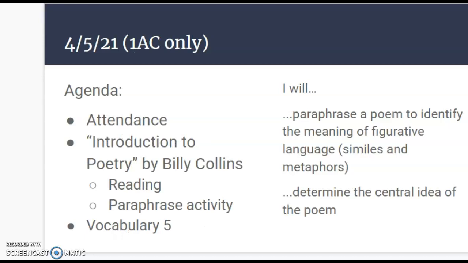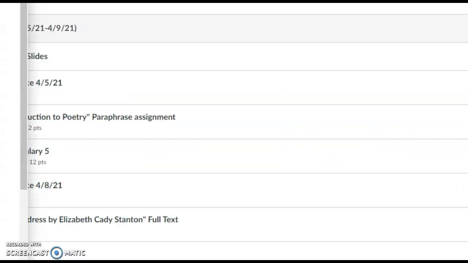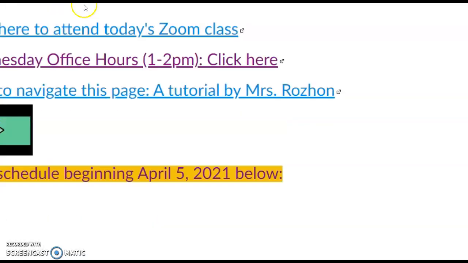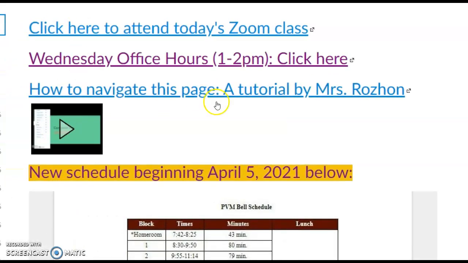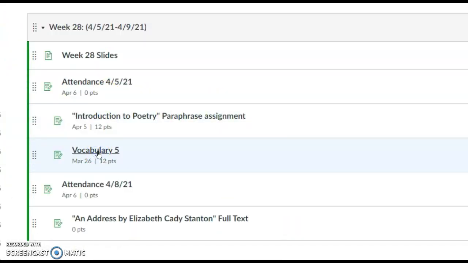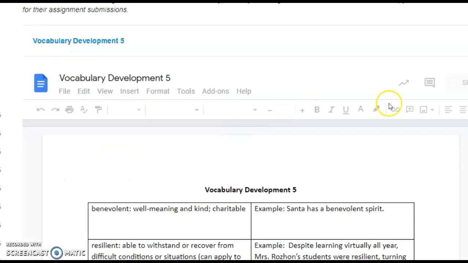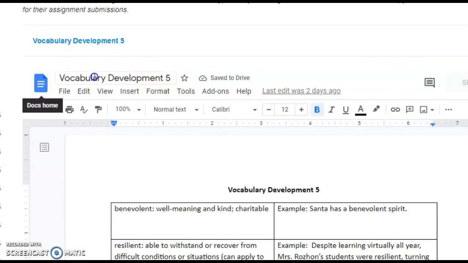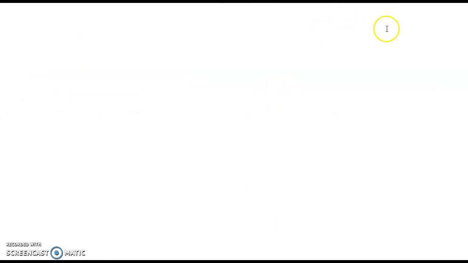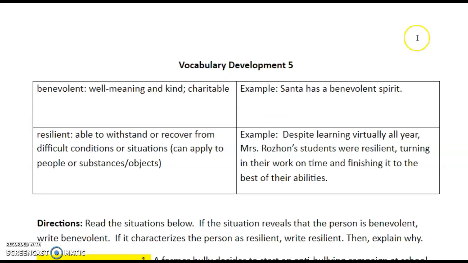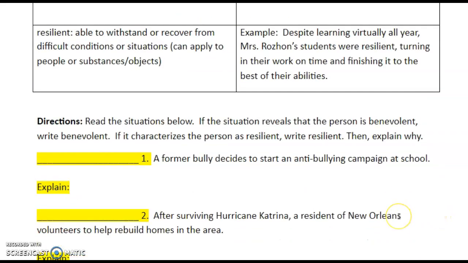So Vocab 5 is in the Week 28 modules. It's the same instructions as you have had all year for your vocabulary. So you get Vocab 5. Your words are benevolent and resilient. Benevolent means well-meaning and kind or charitable. Resilient means able to withstand or recover from difficult conditions or situations. So like you've been learning virtually all year, but you are resilient. You still turn your work in on time and finish it to the best of your ability. Most of you.